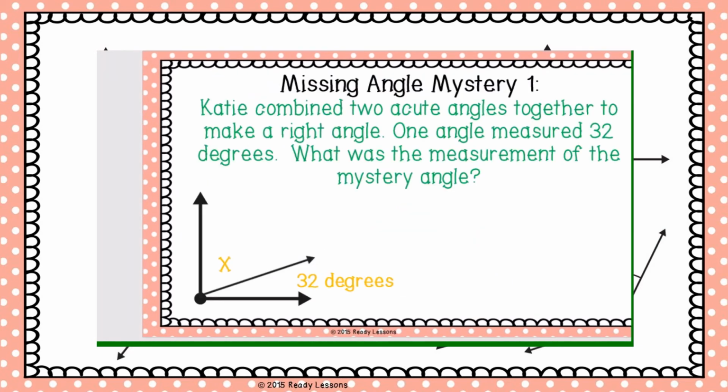All right, let's look at the missing angle, mystery 1. Katie combined 2 acute angles together to make a right angle. One angle measured 32 degrees. What was the measurement of the mystery angle? Pause your video, solve for your answer, then start your video again, and we'll check it.